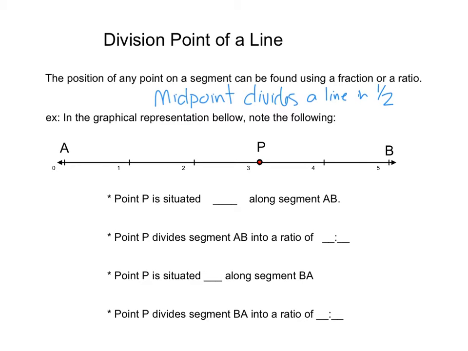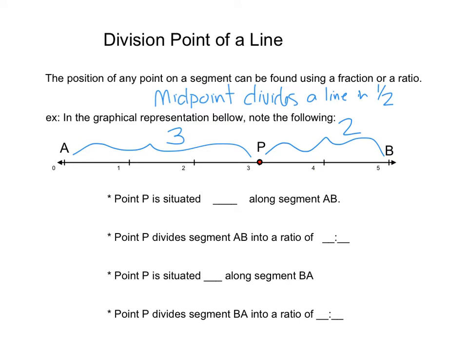Point P is situated how far along segment AB? If we look here, we'll see that there's indications. Our segment is AB, that means we go from A to B. From A to B, point P is here. A to P is 3 units along the line. So this section here is 3 parts of the line. This section here then has 2 parts, as we can see, because here we have 4 and then 5.